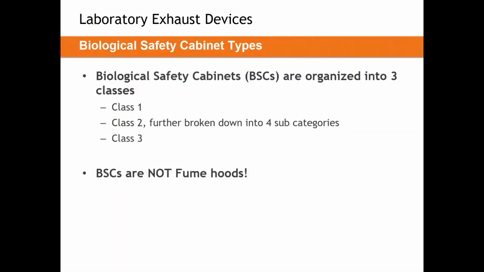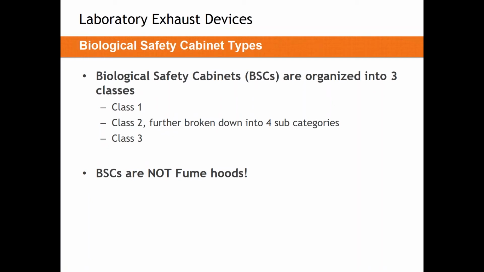Next, I'd like to move on to biological safety cabinets. These are sometimes common in laboratories. They're less common than fume hoods, I would say, but they are very common in pharmacies. So we call this laboratory exhaust devices, but there is some crossover to compounding pharmacies. Biological safety cabinets, abbreviated as BSCs, are broken into 3 classes: Class 1, 2, and 3. Class 2 is actually further broken down into 4 subcategories that we will dig into.